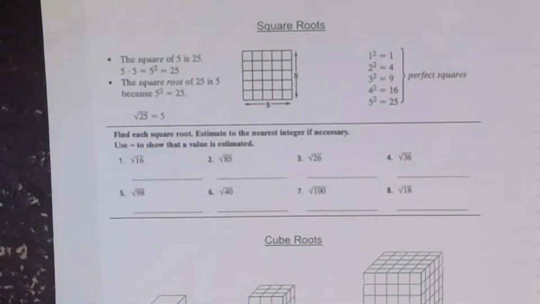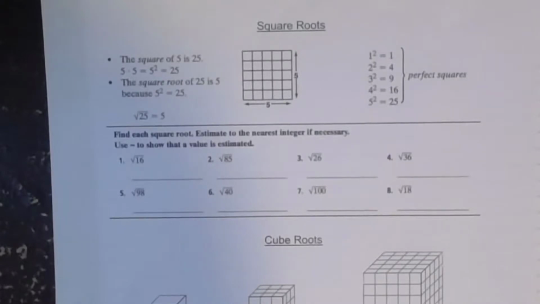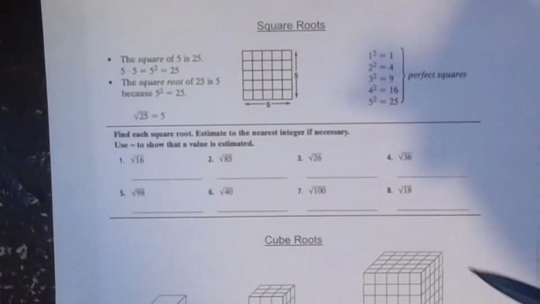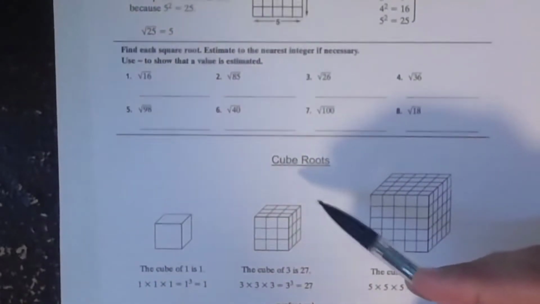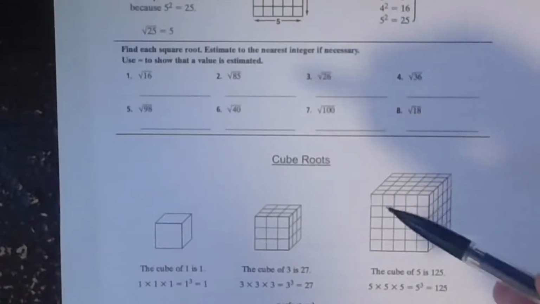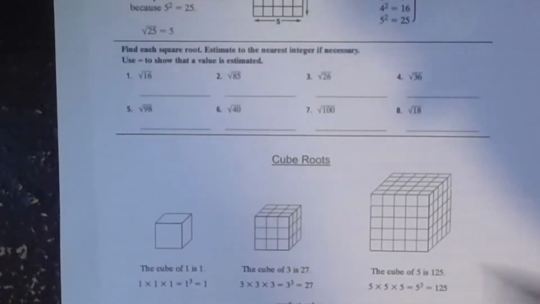Hello, today we're going to be talking about square roots and cube roots. Square roots is just basically finding a number where if you multiply it by itself twice, you get the original number. That's what square rooting is. And then cube rooting is the same idea, but instead of twice, you have to find a number that if you multiply it with itself 3 times, you get that same number.